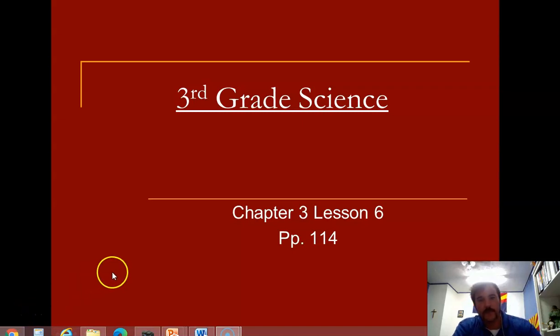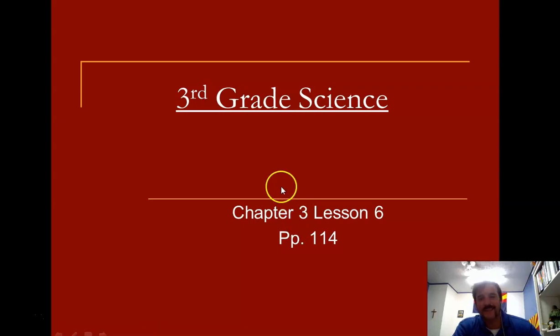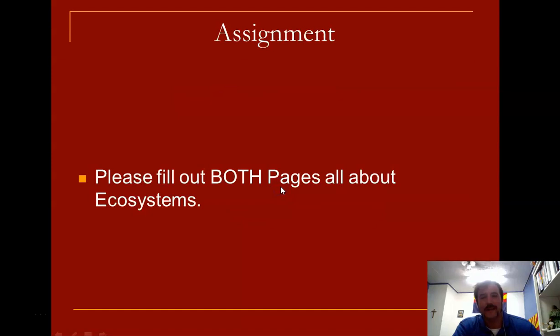Good morning. We're going to be going through a lot of pages, but specifically page 114. This is really kind of a review on a lot of different things. But here's the deal. Today for science, you're going to have two sheets to do. Please make sure you fill out both.